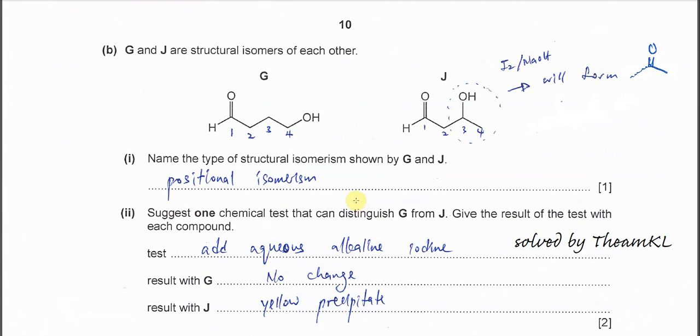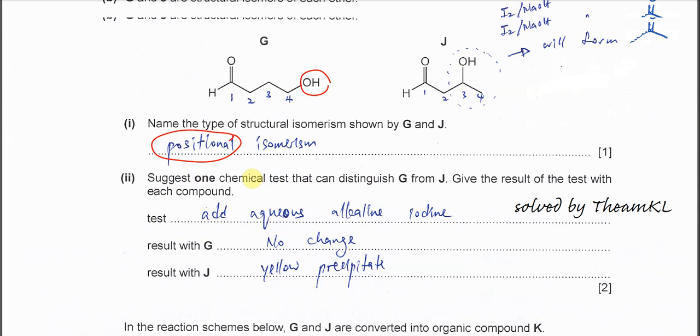Part B, G and J, they are structural isomers. And name the type of structural isomer shown by G and J. Very easy. This is first carbon, second carbon, third carbon, the fourth carbon. So OH now bonded to the last carbon. And the J here, this first carbon, second carbon, third carbon, the third carbon, it has OH. So the OH now located at different carbon. So that's why we call position isomerism, at different position.